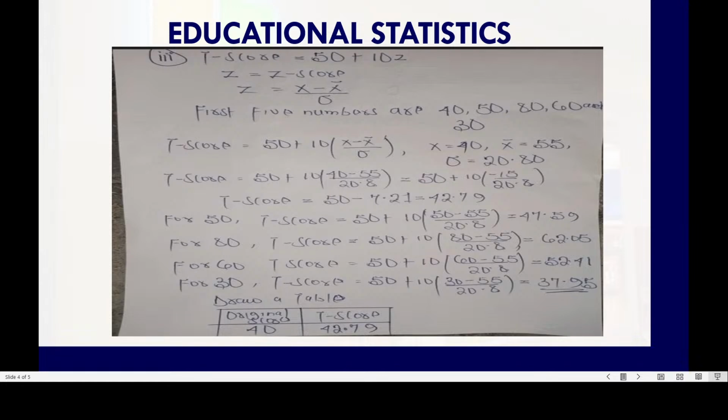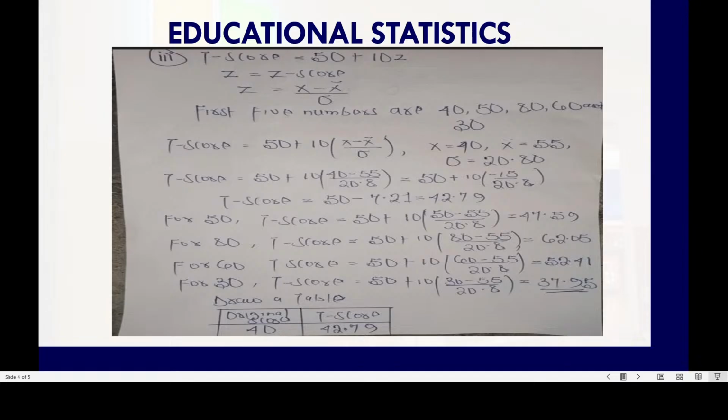Start from 30 to 40 to 30. So the original score is 40. Use my t-score there, 42.79. You also write the next values. The next value is 50. What's the t-score there? It's 47.59. Therefore, 80, what's your t-score? 62.05. That is how you create a table for the original score and the t-score.